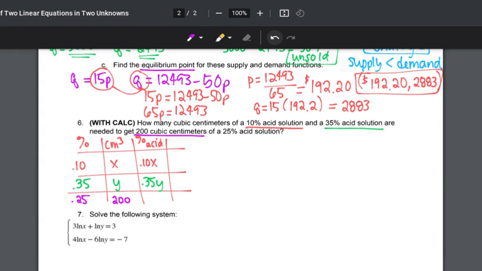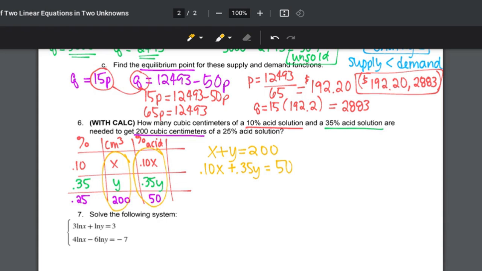So just like we did before, we're going to do 25% times 200. If you multiply that out, you get 50. And then these columns will help us set up our equations, our two variables, two equations system. So we've got x plus y equals 200, and we have 0.10x plus 0.35y equals 50. All right, so if we had started right here, you would know what to do right away, right? You would solve by either substitution or elimination, but we just had to create our equations first.